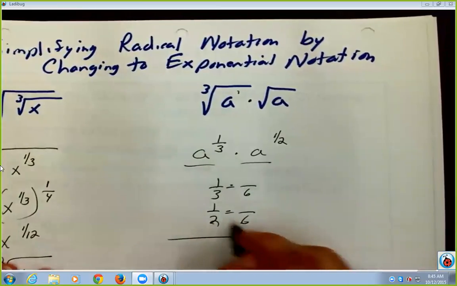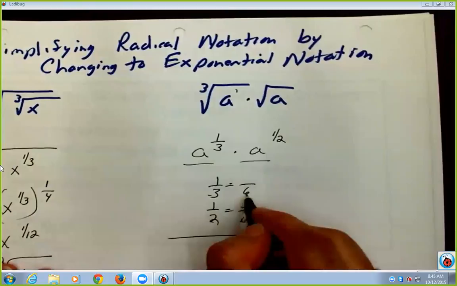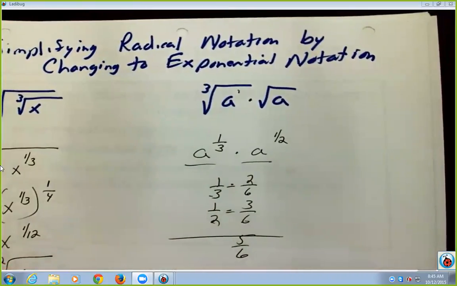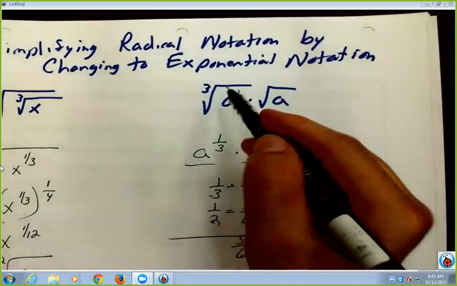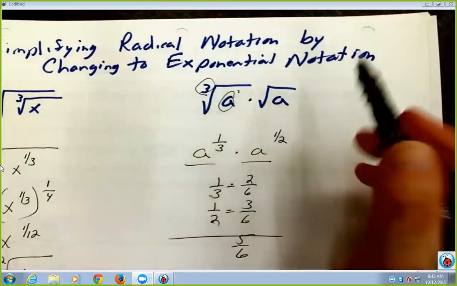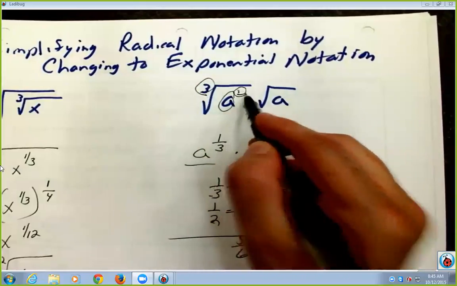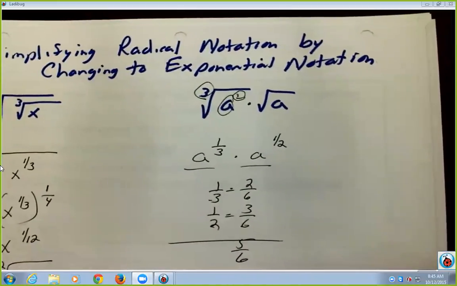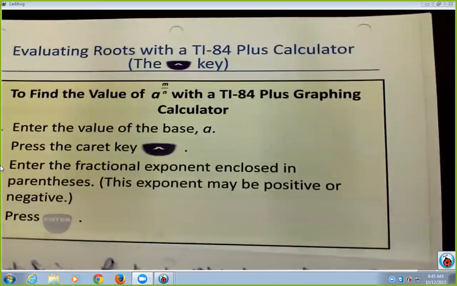2 goes into 6, 3. 3 goes into 6 twice. And I get 5/6 for my answer to this one. Yes or no? What do you guys think? Not bad, I don't think. As long as you keep in mind base, the denominator of your fraction, the numerator of your fraction is always that exponent that happens to be in there. Okay? All right. One more.